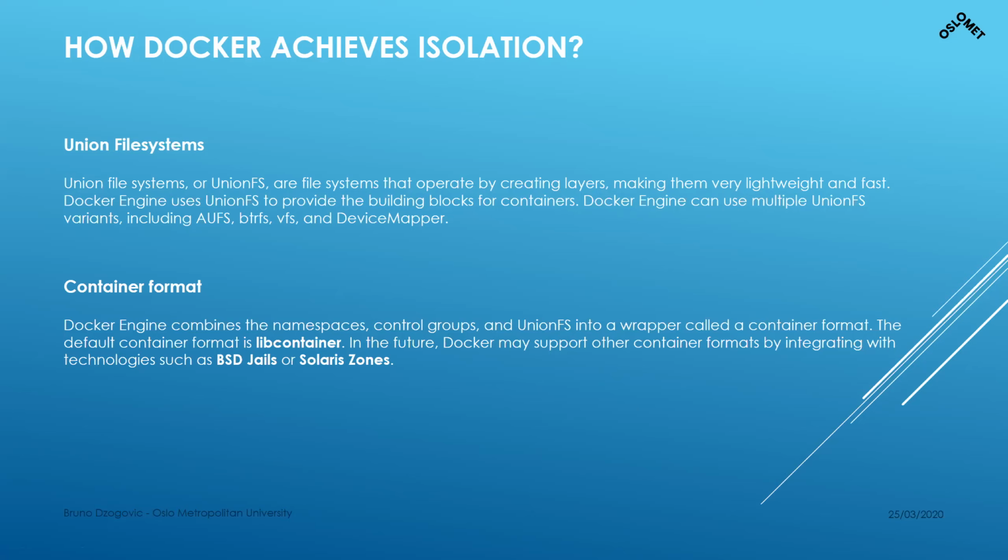So, the container format. The Docker engine combines namespaces, control groups, and the union file system in a wrapper called the container format. This is what's known as libcontainer. There's a plan to support other formats by integrating technologies like BSD jails and Solaris zones. I'm not sure they have done this yet, but I think they will.